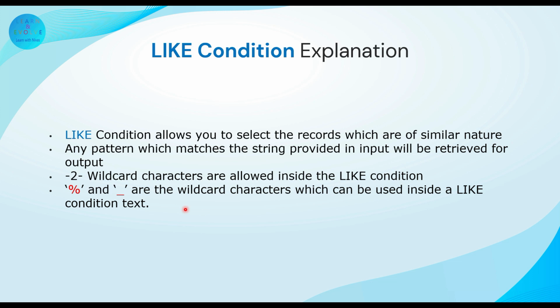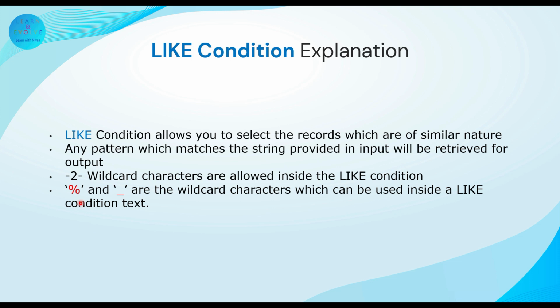So if there is a pattern and you don't know a specific character in that pattern, you can put an underscore in place of that character. It will check all possibilities and match whatever value is coming in that missing character, but the other characters should match exactly. This is how the percentage and underscore symbols work as wildcard characters in a LIKE condition. We'll show it in an example, then you will understand it clearly.